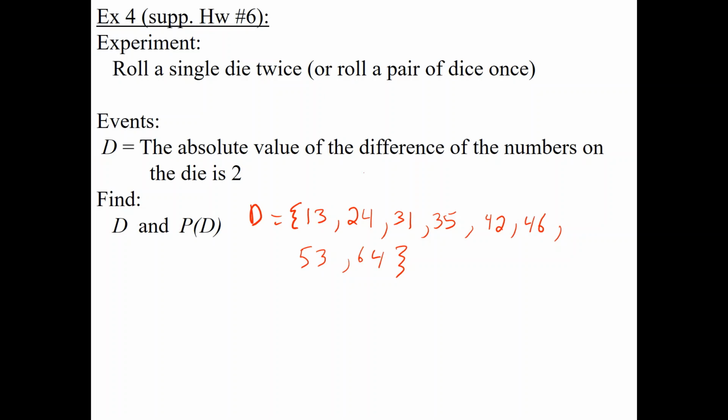And again, if that's confusing, it'd be best if you can just come up with it just like that. But if not, you can go back and look at the sample space and one by one, find the ones where the difference between the numbers is 2, and you'll see that those are all of them. Okay, then I want to find the probability of D. And as usual, absolute value of D over absolute value of S.